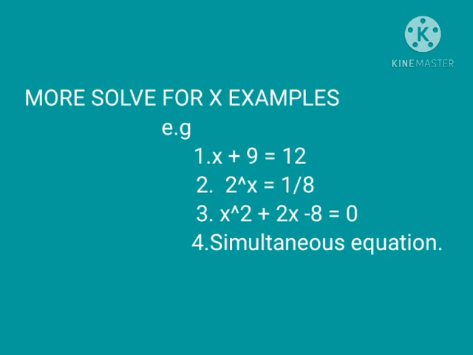For the second one, 2 to the power x equal to 1 over 8. Here, when the bases are the same, you keep the bases and you equate the exponents. And we have x squared plus 2x minus 8 equal to 0, whereby you have to factorize and then you'll get an answer. If you don't know how to factorize, please wait, I will upload another video on how you can factorize that kind of equation.